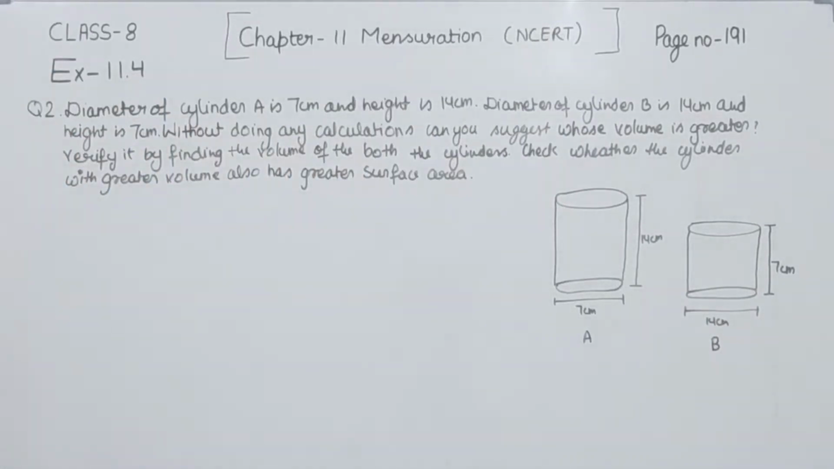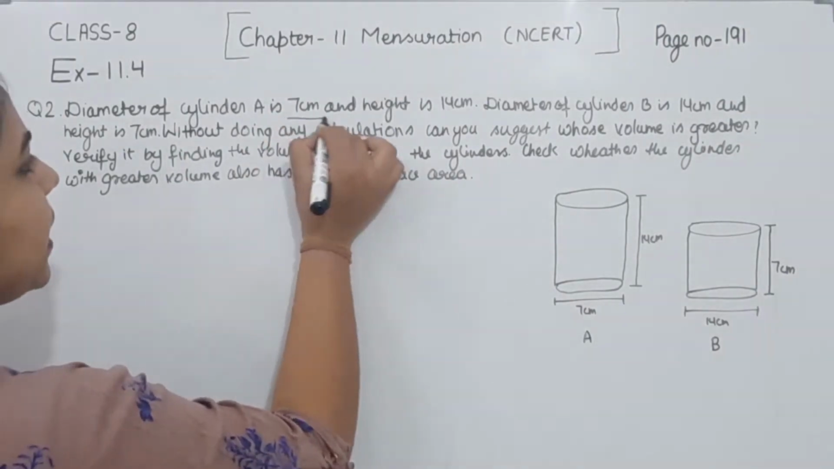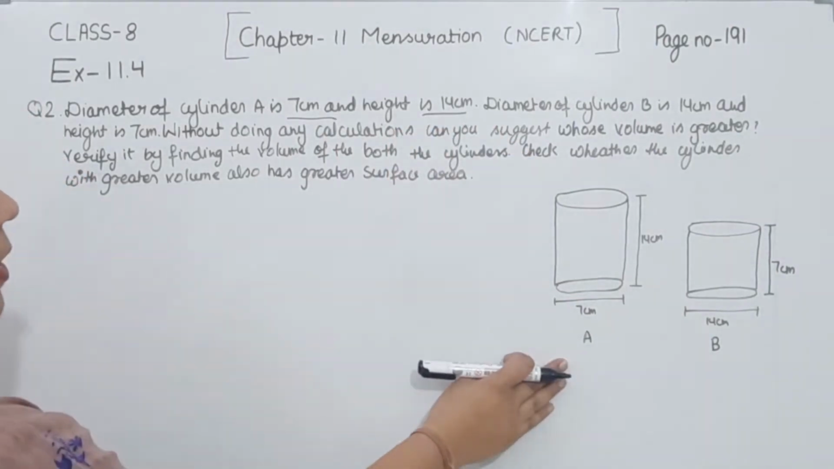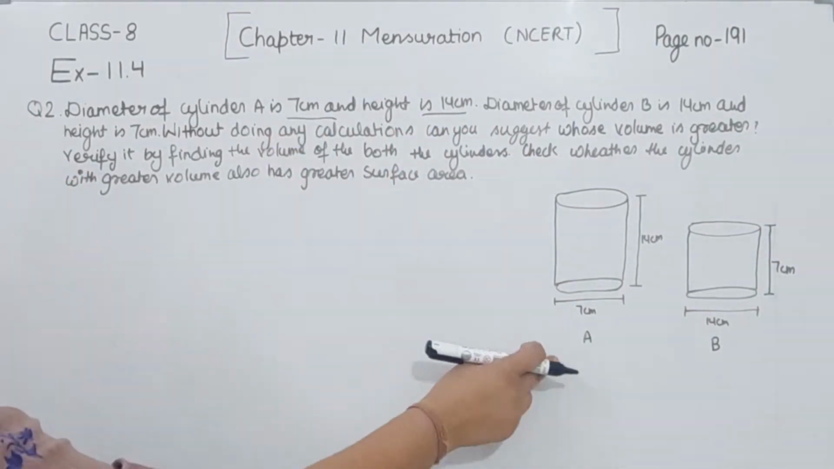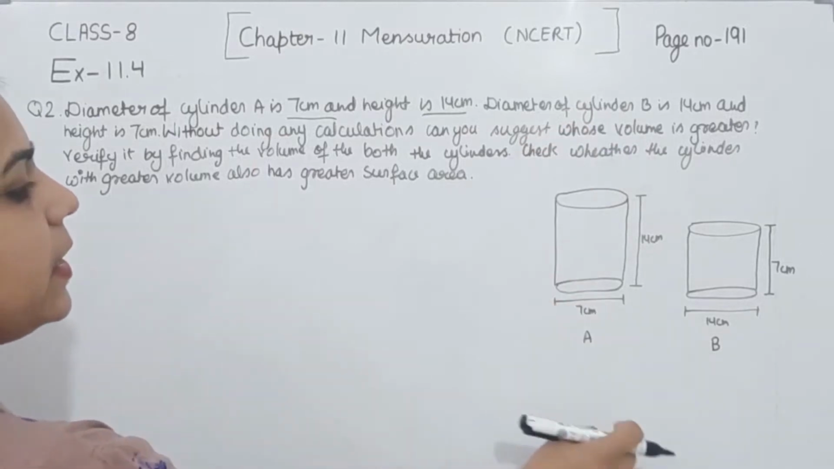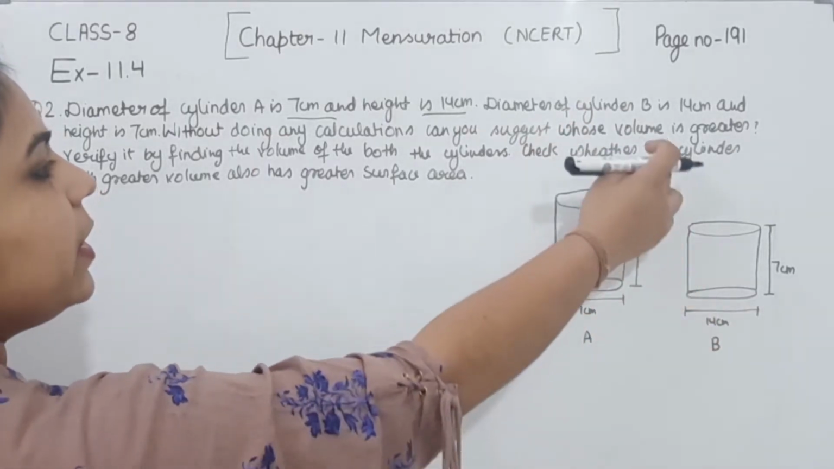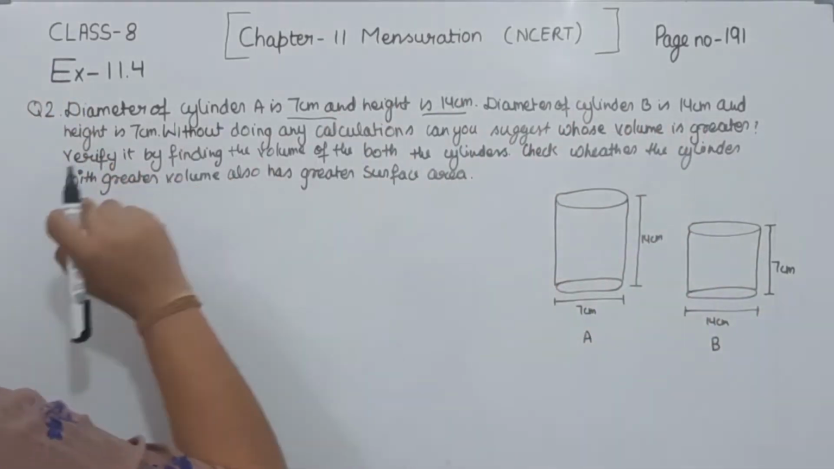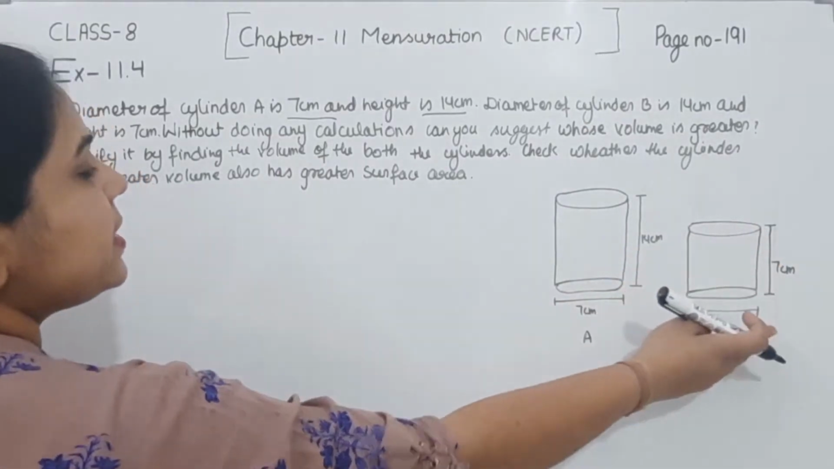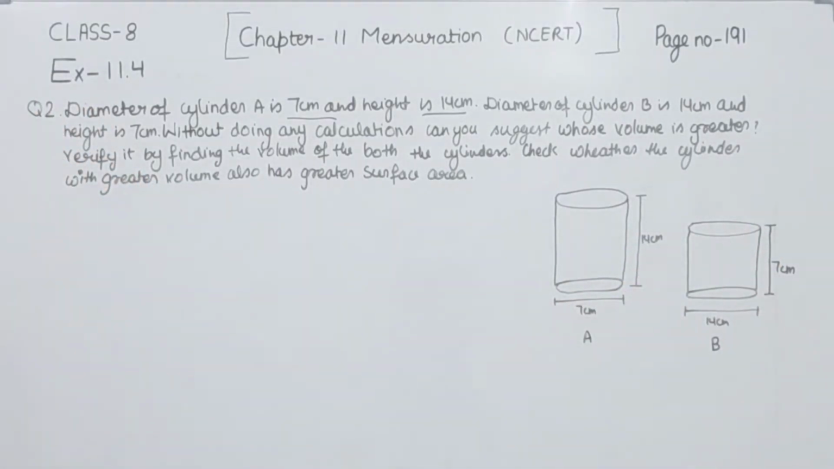Exercise 11.4, page number 191, question number 2. The diameter of cylinder A is 7 centimeter and the height is 14 centimeter. Now the diameter of cylinder B is 14 centimeter and the height is 7 centimeter. Without doing any calculation, can you suggest whose volume is greater?